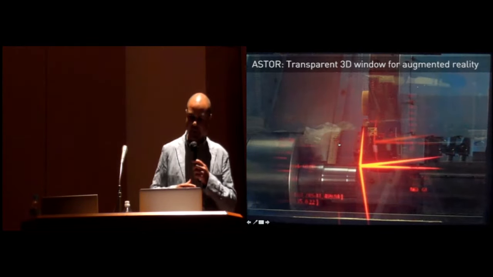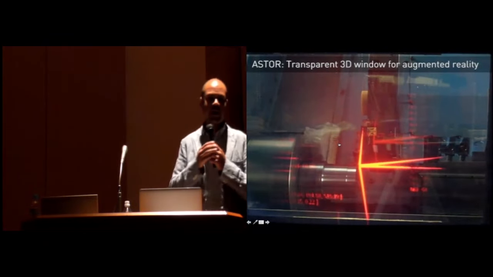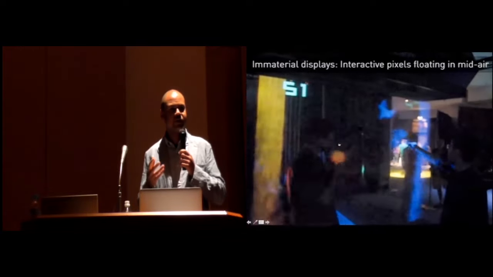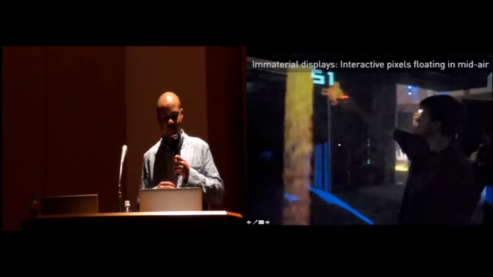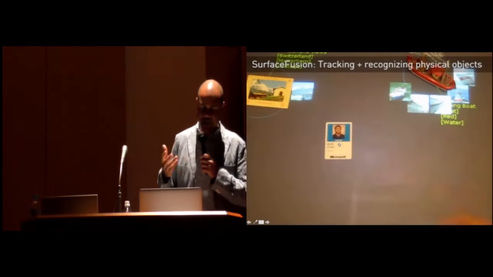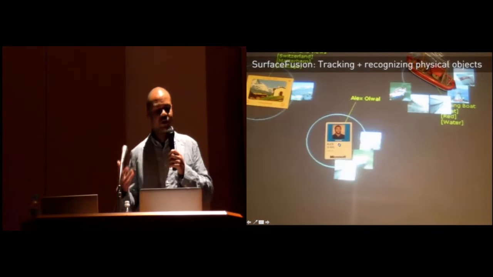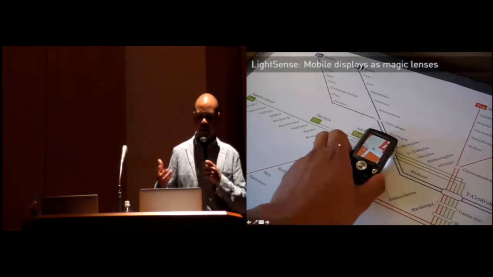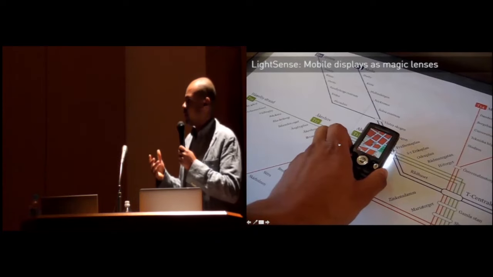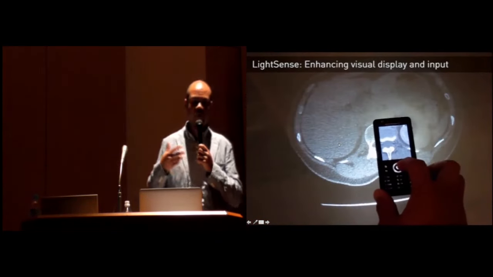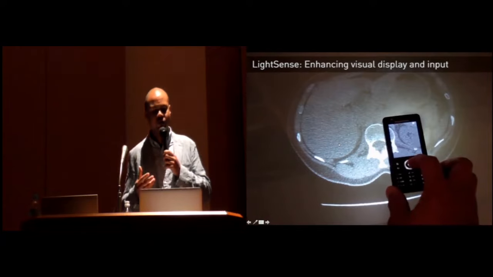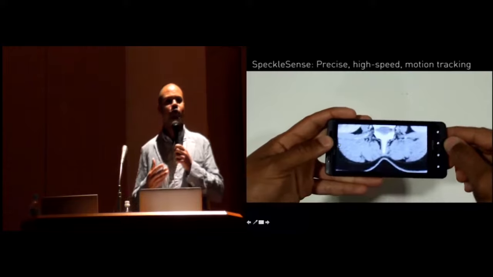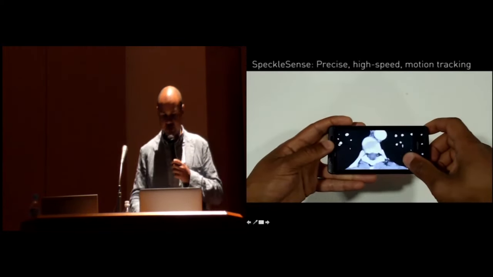So here are some examples from my earlier work, where I'm looking at see-through displays that can bring pixels into midair for midair interaction, extending physical objects with projection, tracking, and recognition. But also, early on, being interested in using mobile devices as handheld lenses that can enhance visual display and input, and coupling that with precise high-speed motion tracking to add to that realism.